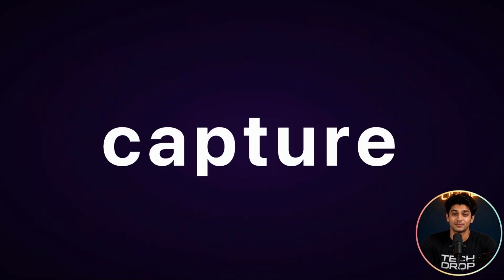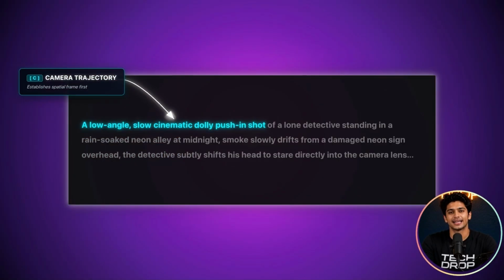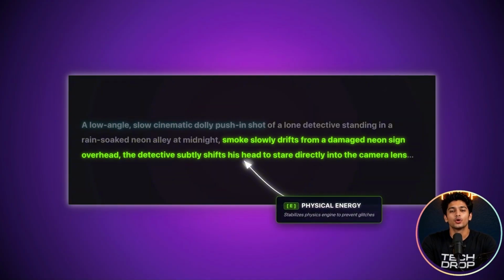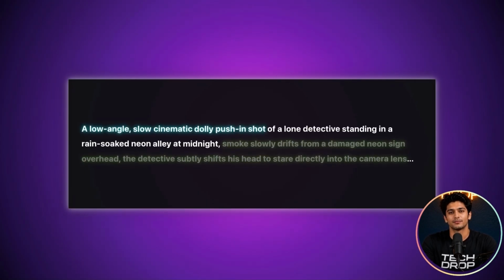Most creators write the subject first, which often causes the AI to ignore the camera path. By defining the camera trajectory first and placing the character's physical energy like the smoke drifting and head tilt at the end, we force the AI's physics engine to generate highly stable, organic movement without glitches.